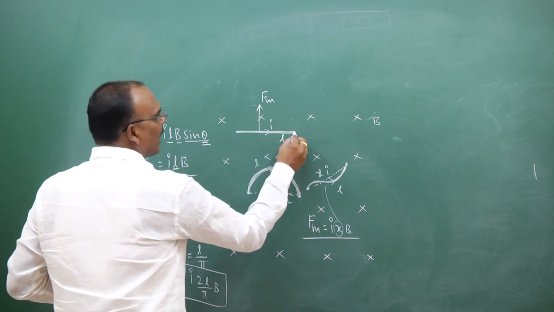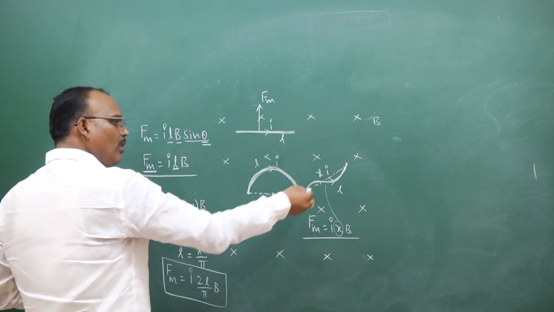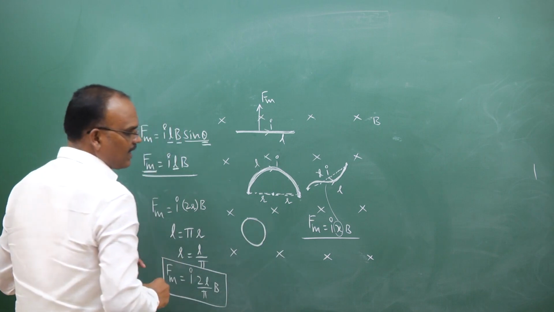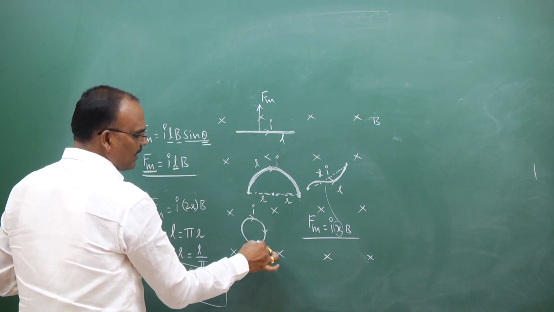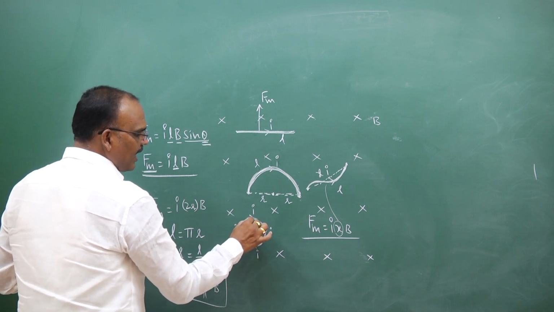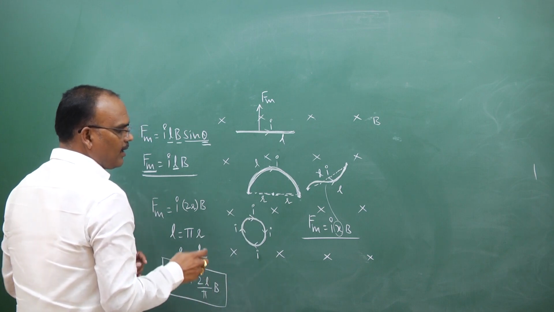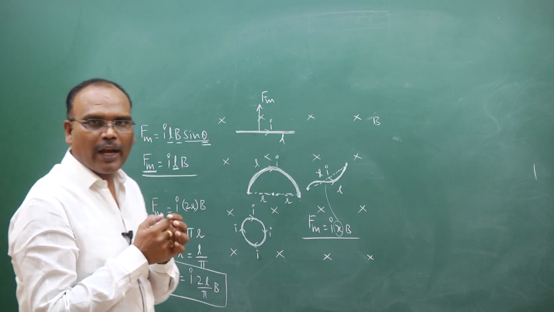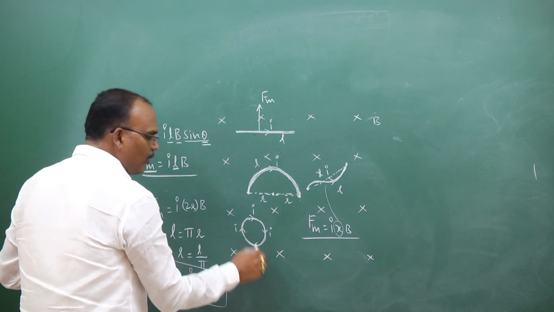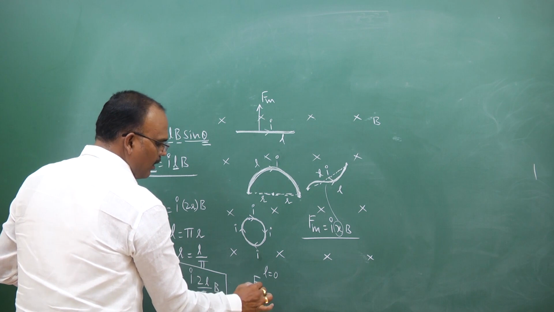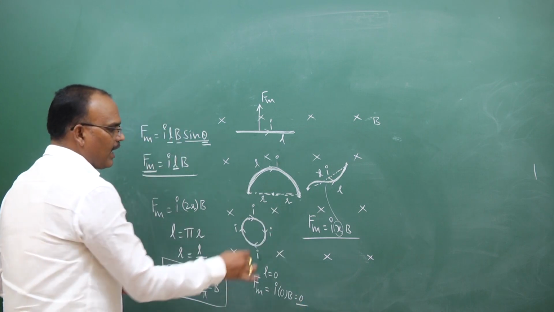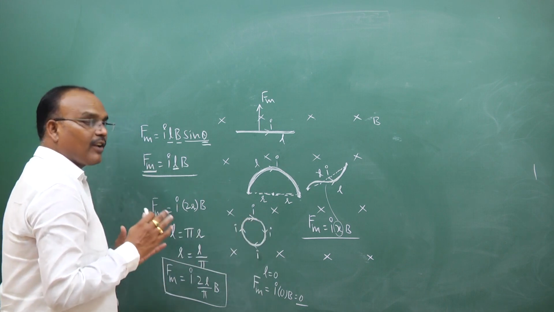If this length of the conductor is bent in the form of a semicircular arc, or some awkward shape, but if it is bent in the form of a circular loop, with current flowing in this direction, here this is the initial point and that is also the final point. So there is no distance between the initial point and the final point. The displacement is 0, so the effective length is 0. Effective length is 0 means the magnetic force Fm is equal to I into 0 into B, so you will get the magnetic force as 0 on this circular loop.